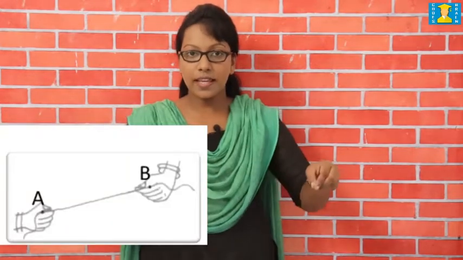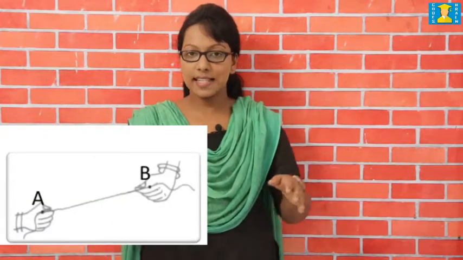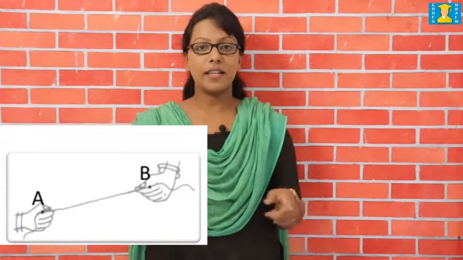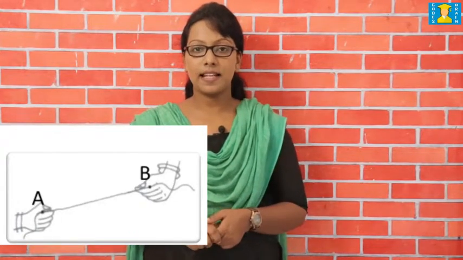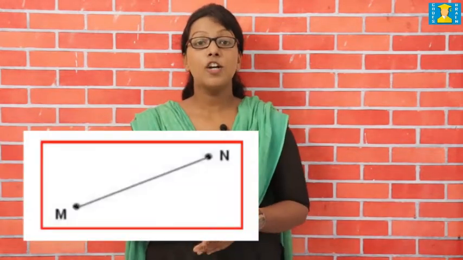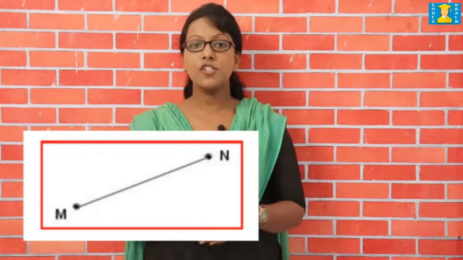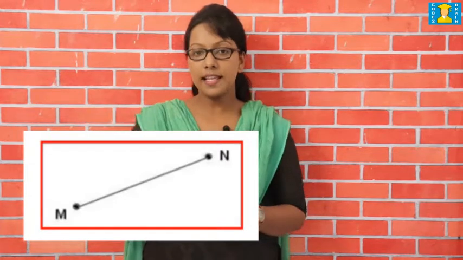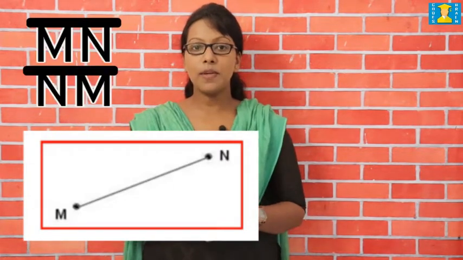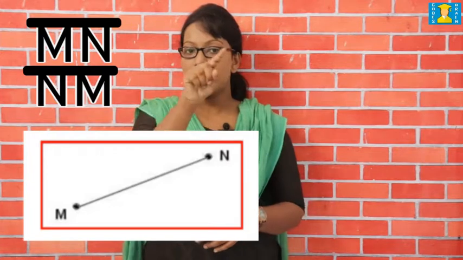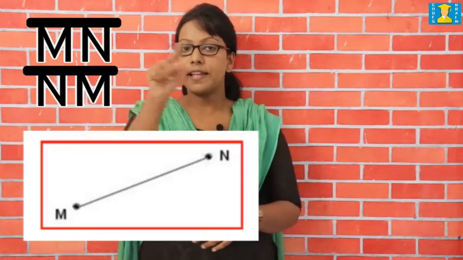Next topic is a line segment. Take a thin thread, hold its 2 ends and stretch it without a slack. It represents a line segment. These ends held by hands are the end points of the line segment. It has 2 end points A and B. It is defined as the shortest path between 2 points. See the figure. The shortest way to join M to N is a line segment. It is denoted by points M, N like this or N, M like this.